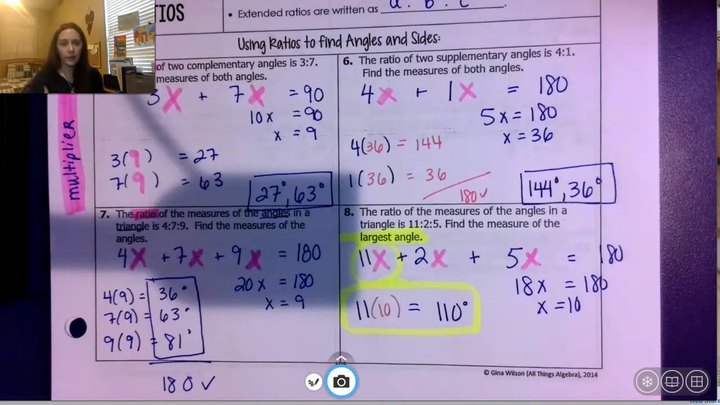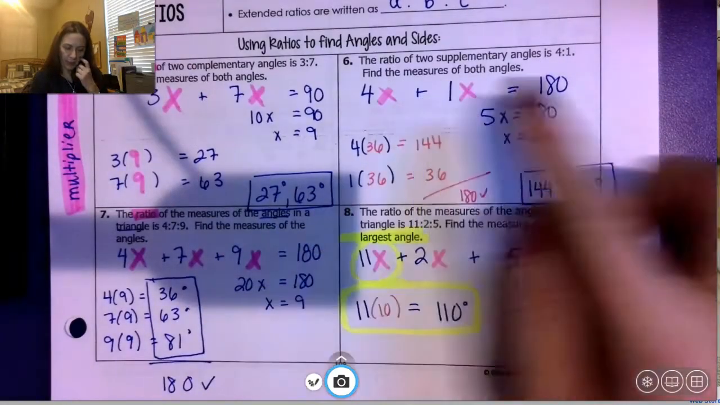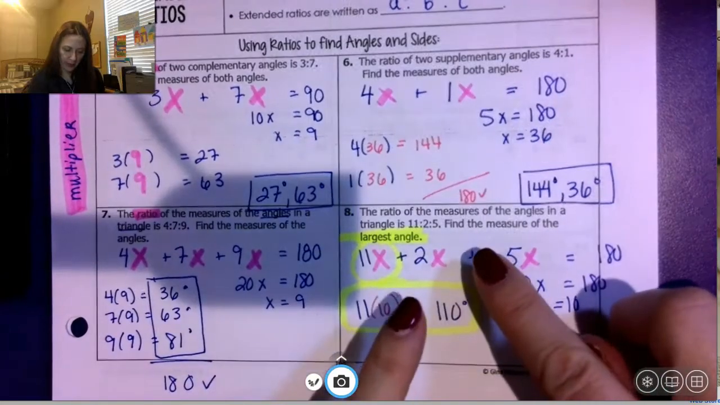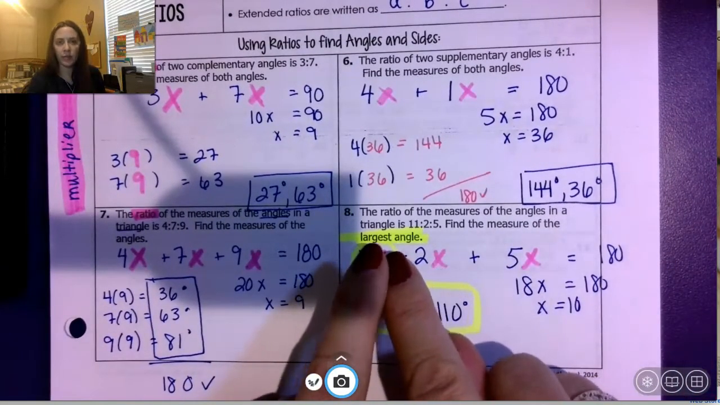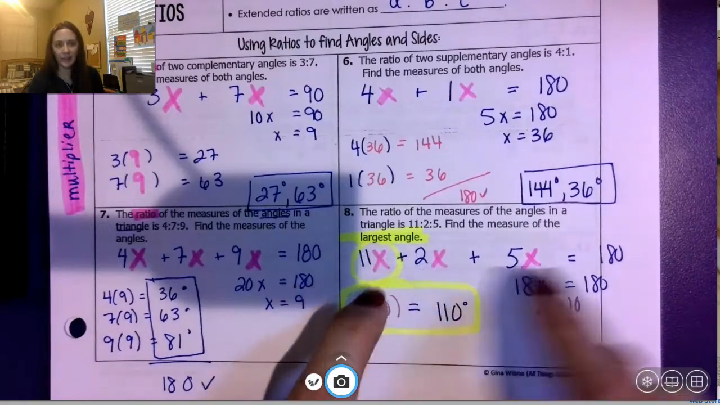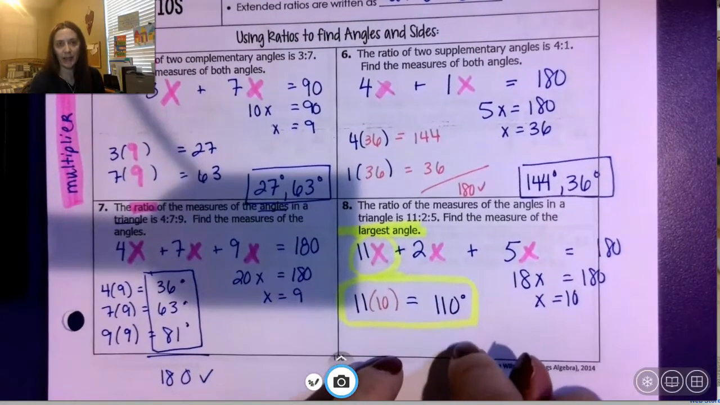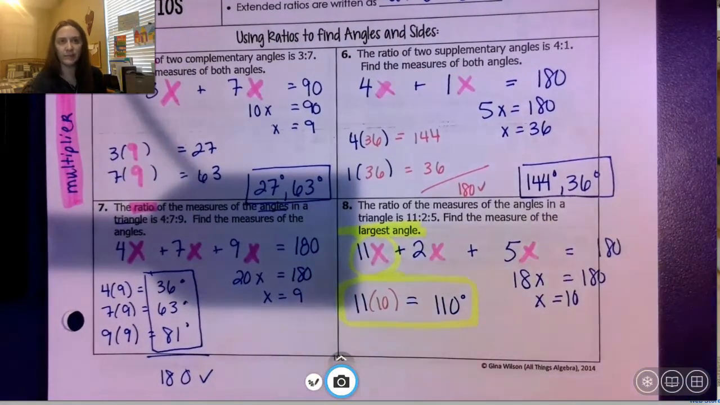Here are 6 and 8. Hopefully you guys did really well. Check over it, see if you understand the work. Supplementary adds up to 180. Measures of the angles of a triangle add up to 180. And on this one, it only asked for the largest angle, so I didn't have to find all the rest of them. All I needed was 110. I'm going to pause and go to the next page.